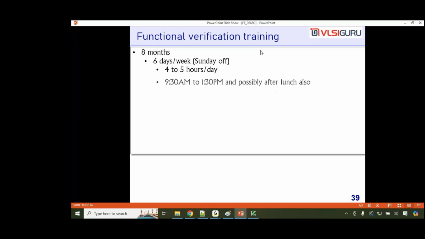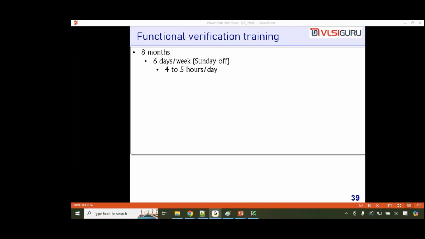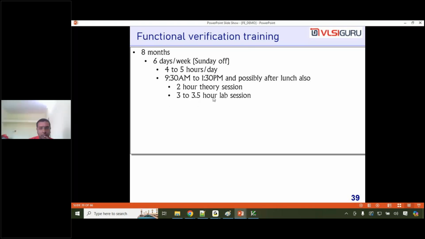This 4 to 5 hours will have 2 hours of theory and 3 hours of labs. In a day, we'll be doing 2 hours of theory and 3 hours of lab session. It could be half an hour here and there, like 1.5 hours theory, 3.5 hours lab. That is also possible. Typically, we try to keep the sessions in the first half, 9:30 to 1:30, but sometimes sessions can also happen after lunch because it's not possible to do everything in the morning only. Like I said, 2 hours theory and 3 hours of lab session.